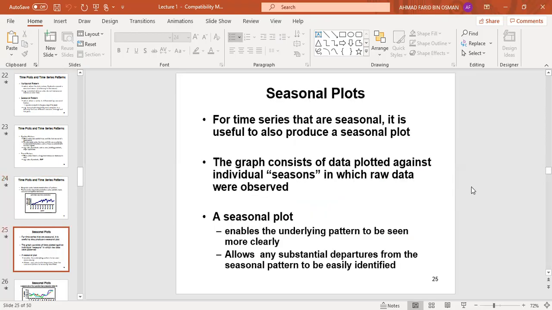Okay, so the next graphical tool that we can use is quite similar to the time plot. It is the seasonal plot. For time series that are seasonal, it is useful to also produce a seasonal plot. The graph consists of data plotted against the individual seasons in which the raw data were observed. A seasonal plot enables the underlying pattern to be seen more clearly and allows any substantial departures from the seasonal pattern to be easily identified.